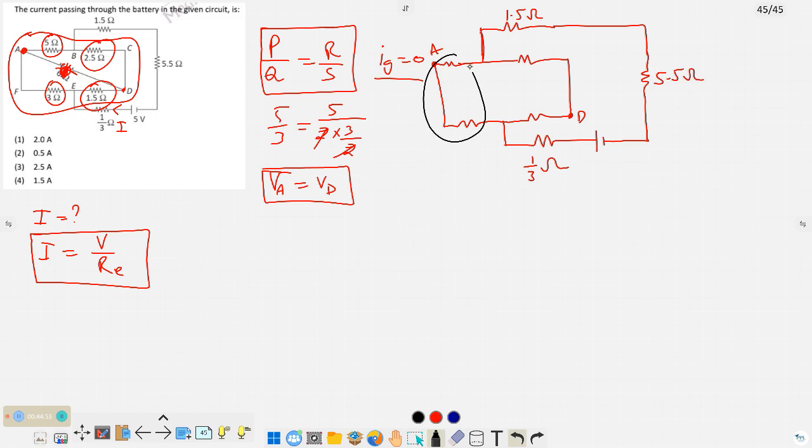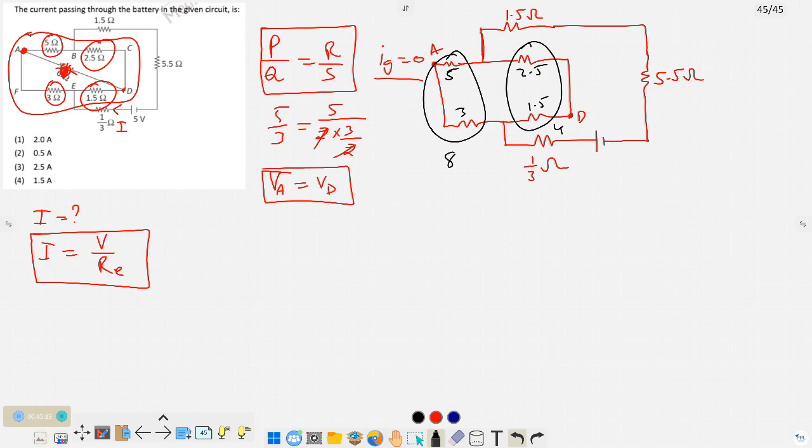These two look like they are in series, and these two also look like they are in series. Solve the effective resistance of these two. This value is how much? 5. This is 3. The effective is 8 in series. This is 2.5, this is 1.5. Effective series, 2.5 plus 1.5, is 4.